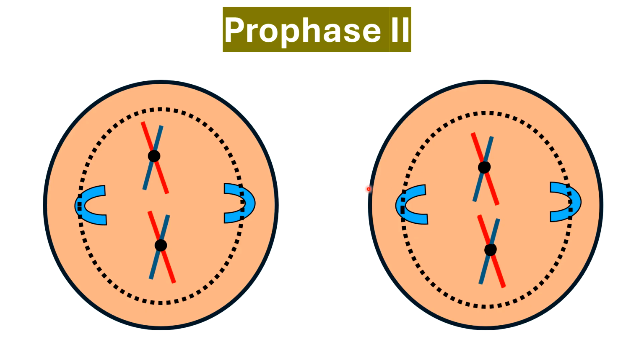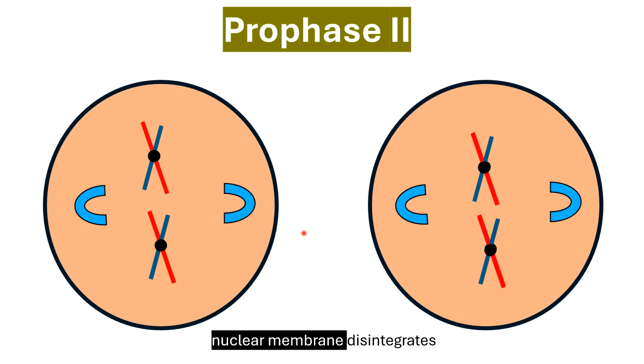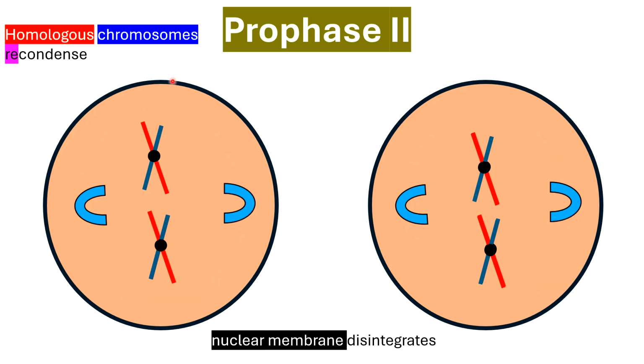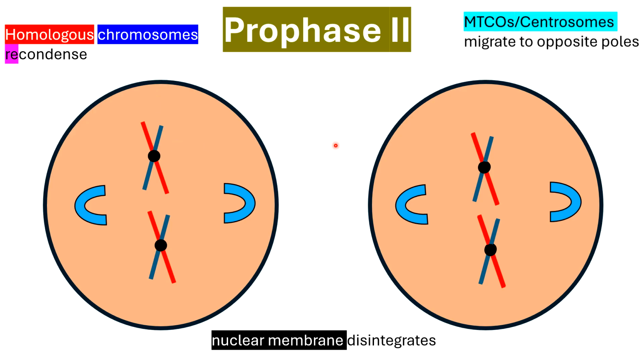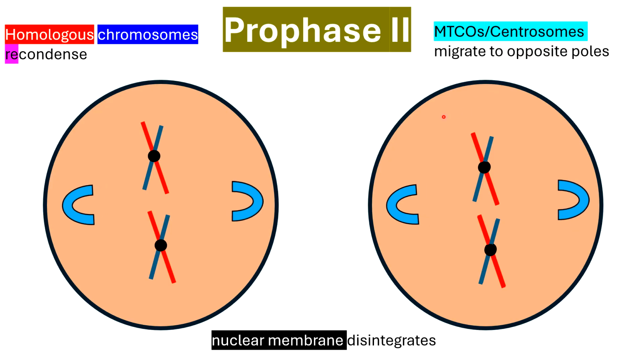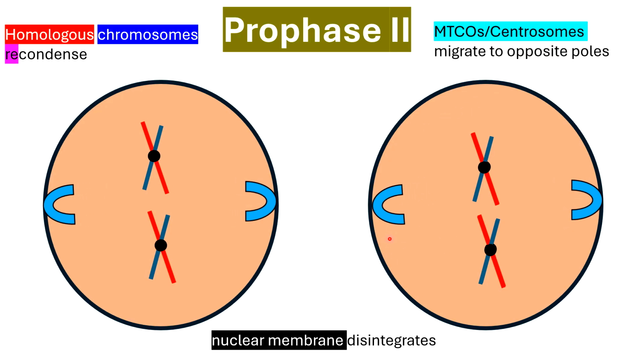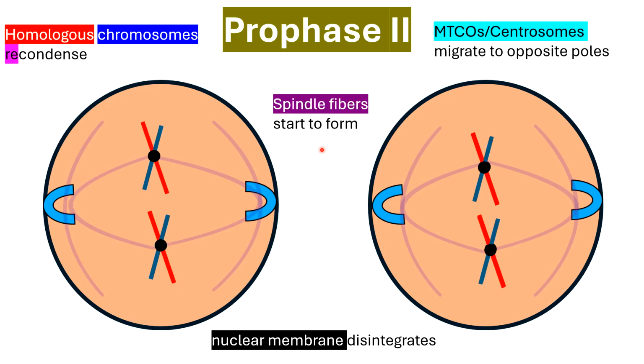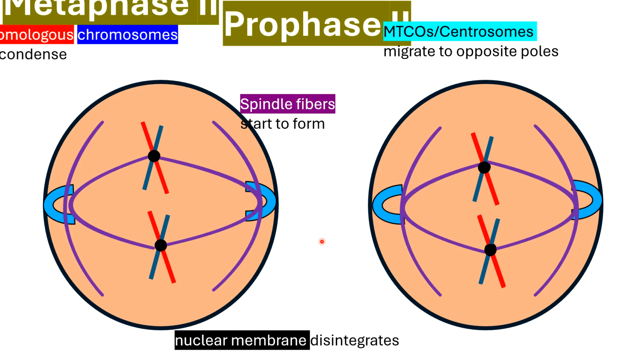Prophase 2. Okay, so we're starting with meiosis 2. What's going to happen? The nuclear membrane disintegrates in both cells. The chromosomes recondense. Again, I couldn't show an animation for this. I'm sorry about that. Just remember that. And the centrosomes migrate to opposite poles, as you've just seen right now. Spindle fibers start to form, not fully. They fully form by metaphase 2.